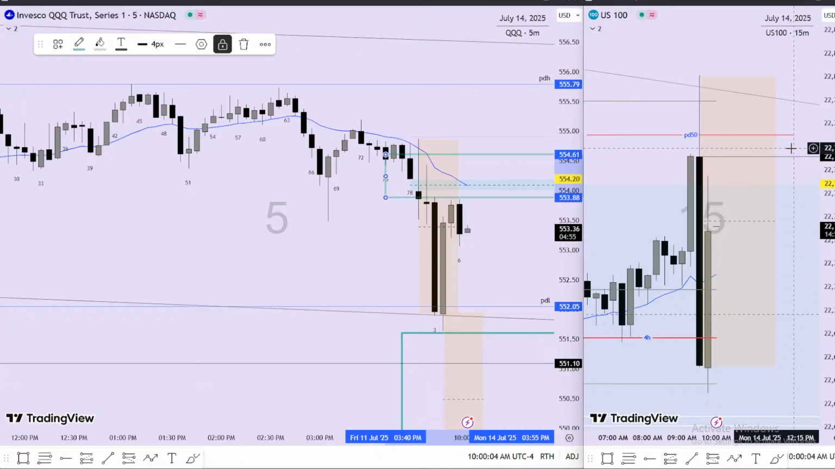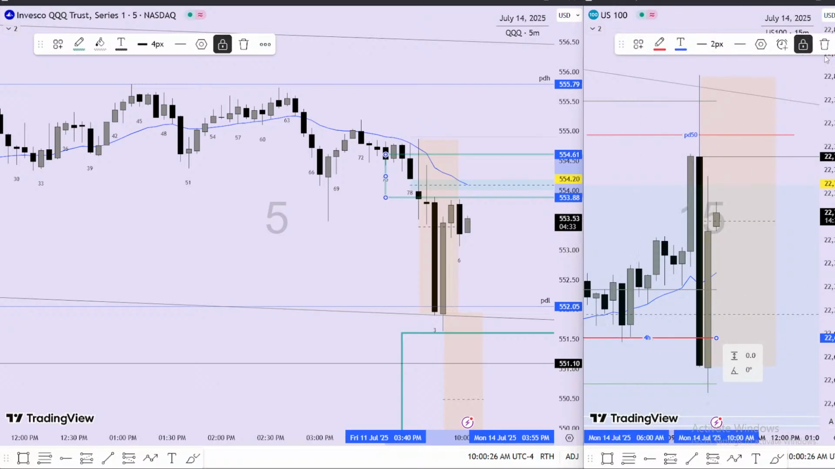Okay. We're going to test the opening candle probably now. First candle of the day. We have never tested that point. So 0.97.